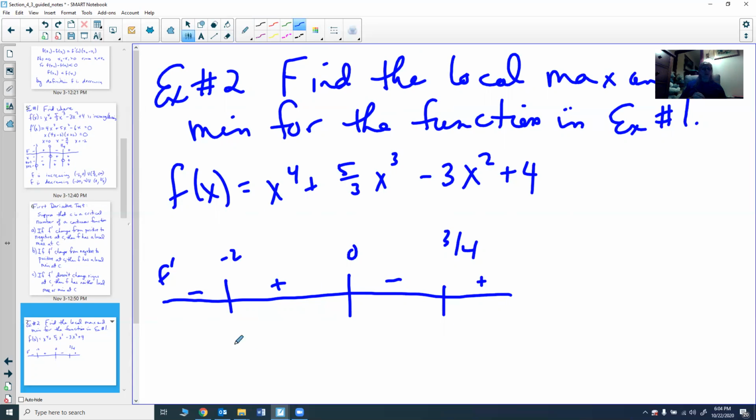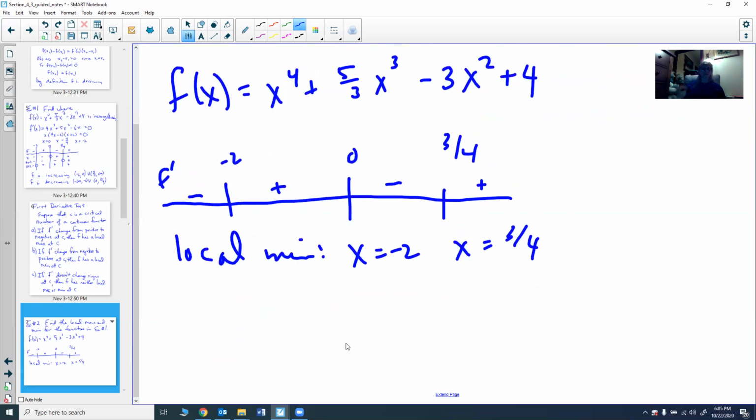So now we can see that as we went from negative to positive, that means that at x equals -2 there's a local min, because we were decreasing and then increasing. So you went down and then you came back up. So it must be a local min. That happens again at 3/4. We came down and then back up, going from negative to positive, so it also is a local min at x equals 3/4. Now those aren't the min values, that's just the location of them.